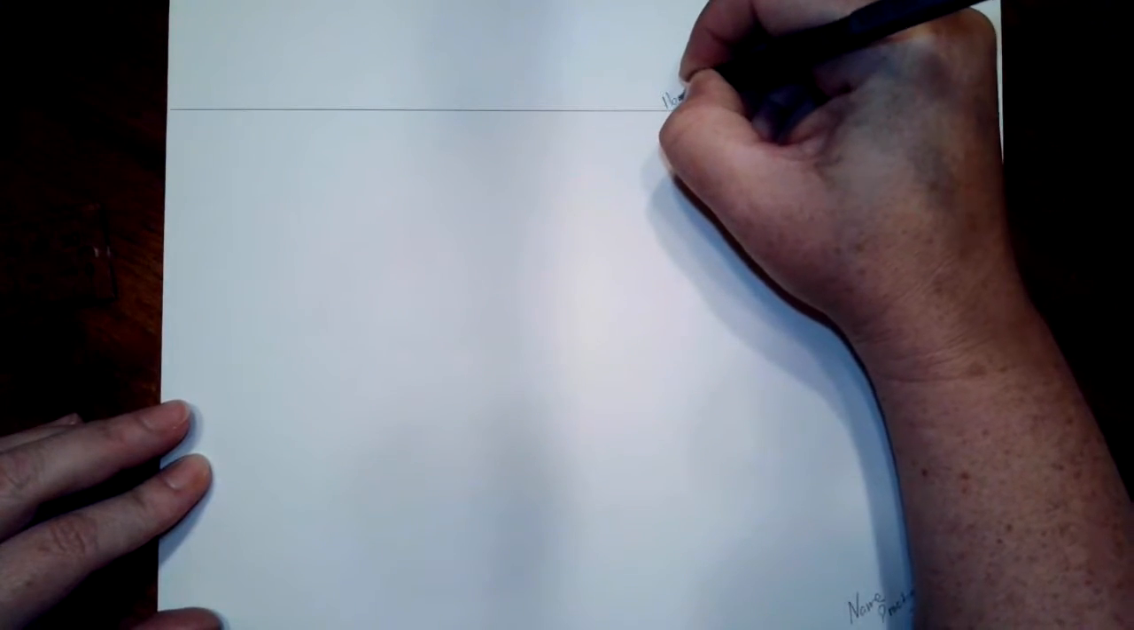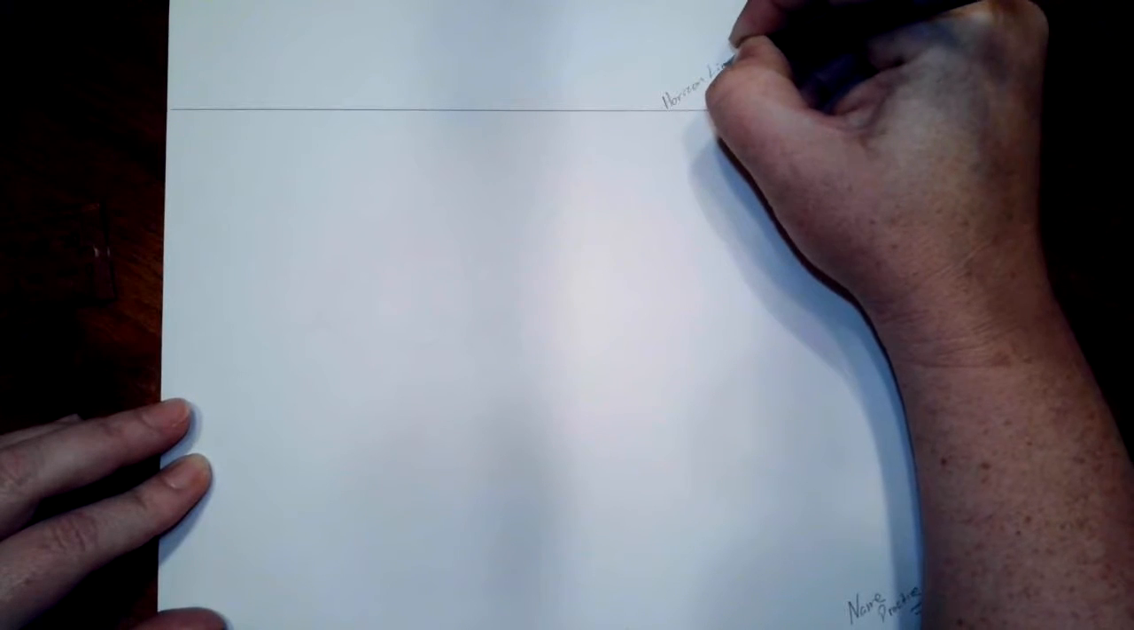This is our horizon line. I want you to label that. This is where the earth meets the sky. This is our horizon line.